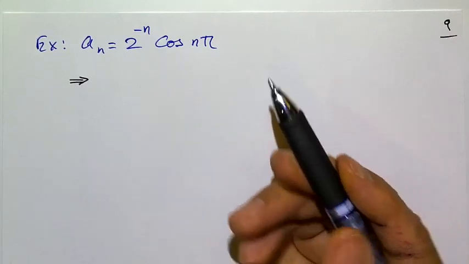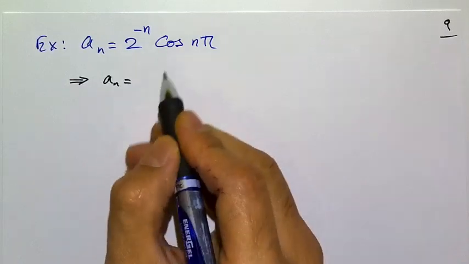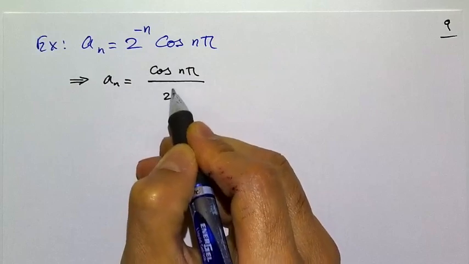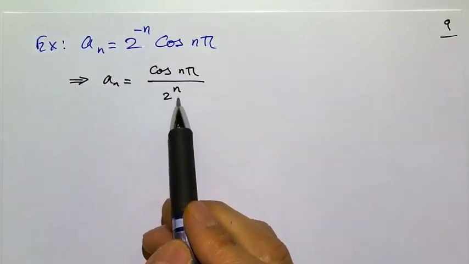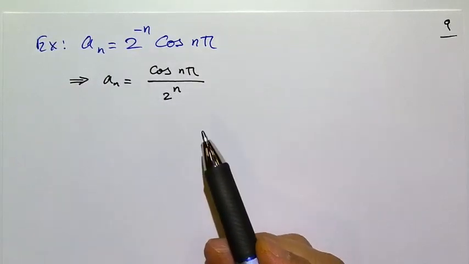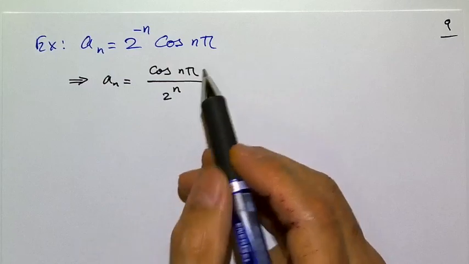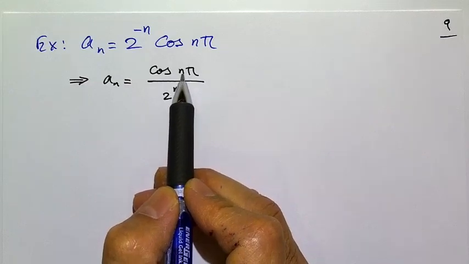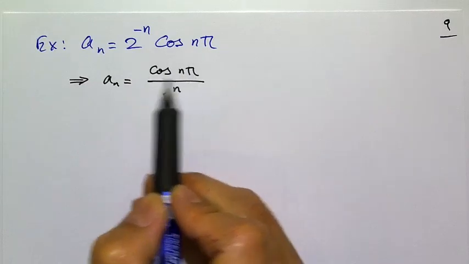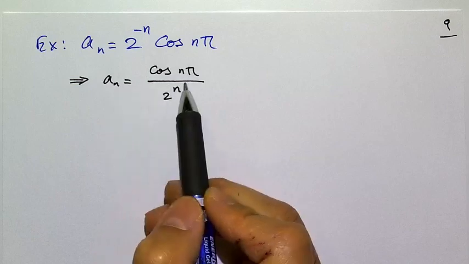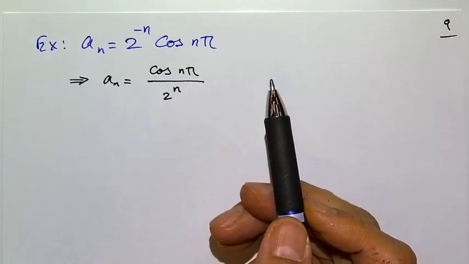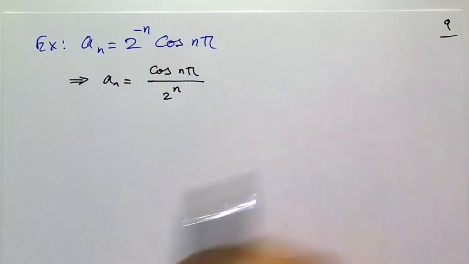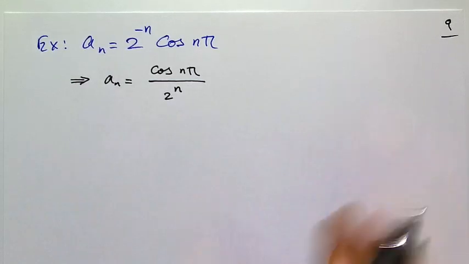Hopefully our answers agree. So the sequence would be equal to cosine of n pi divided by 2 to the n positive power, right? If we write it in fraction form. Now we know that it doesn't matter what n value is. The cosine of n pi, it's going to oscillate from negative 1 and 1, right? This is something we know from trigonometry. So let me write that down.